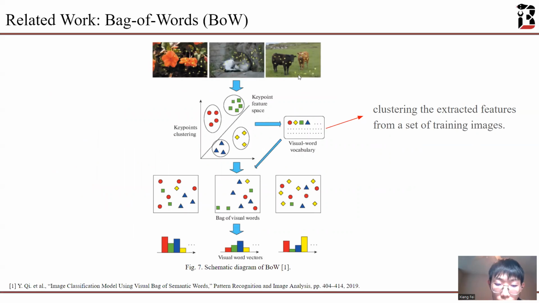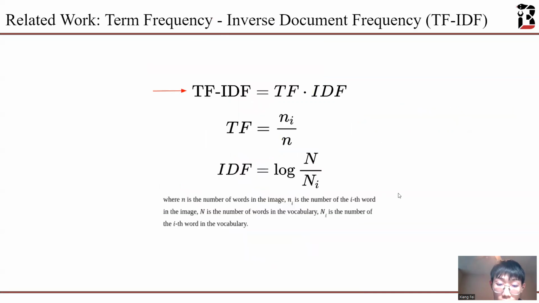And then it's about some related work. First is bag of words. This technique was originally used in text retrieval and now has been widely adopted in face recognition. A visual word vocabulary is created by clustering the features extracted from a set of training images. Each image is represented as a histogram of visual words, and each bin is the frequency of a word in the image. After we obtain the visual word vectors, we can directly compute the similarity scores.